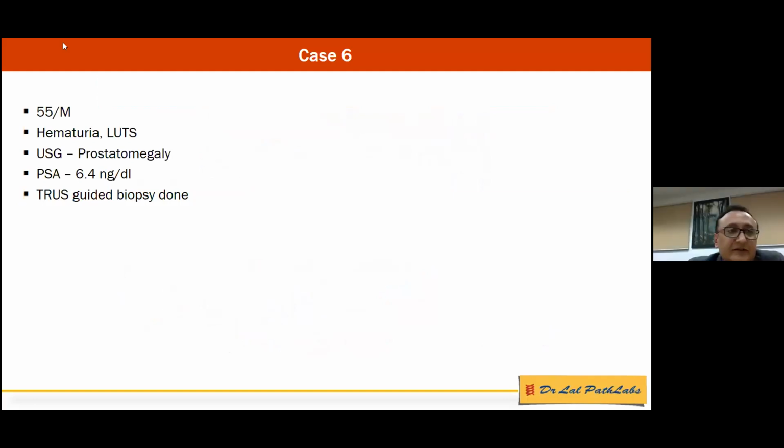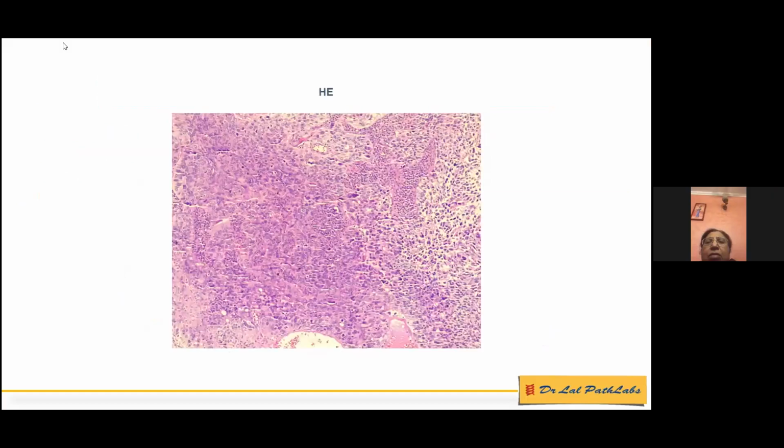Another case, a 55-year-old male, with hematuria, urinary tract symptoms, prostatomegaly, and a PSA of 6.4. So a TRUS-guided biopsy was done from the prostate. On H&E it was a very undifferentiated tumor. I mean, there were no acinar areas on light microscopy.